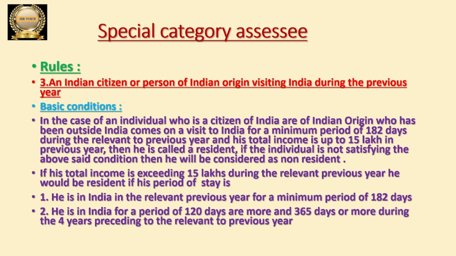We have to see there are two conditions again. If his income is exceeding 15 lakhs, we have to see the other two conditions. What is the first one? How many days he is staying during the previous year, whether he is staying for a period of 182 days or not, that should be checked. Second one is he is in India for a period of 120 days or more, and 365 days or more during the 4 years preceding the relevant previous year.